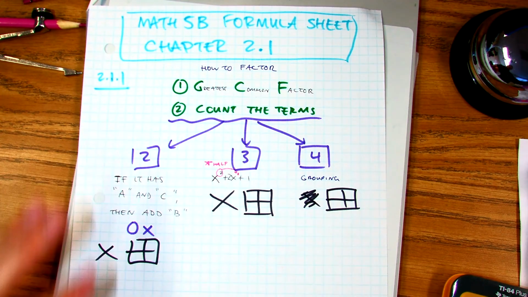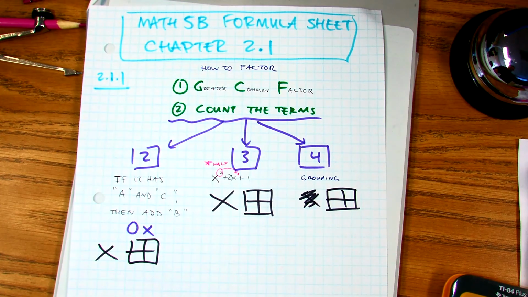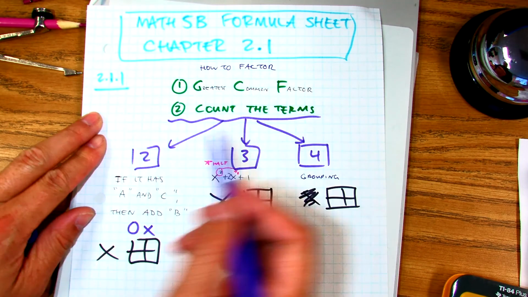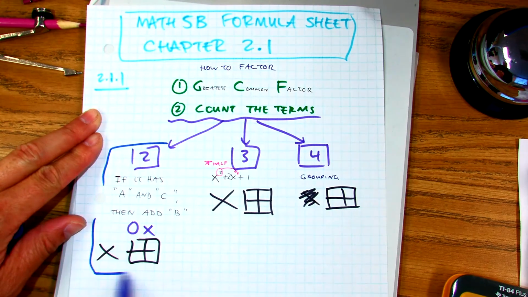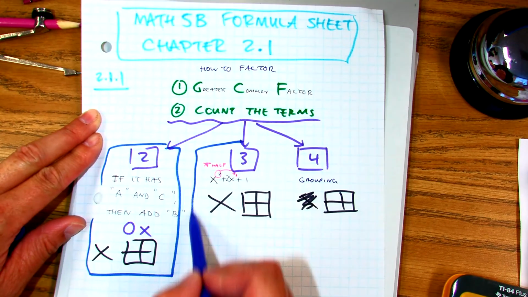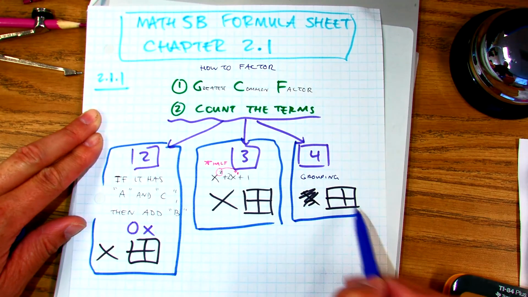So hopefully that quick review was super helpful for you. So look for a greatest common factor, count the number of terms, and then get into something very familiar that you're used to.